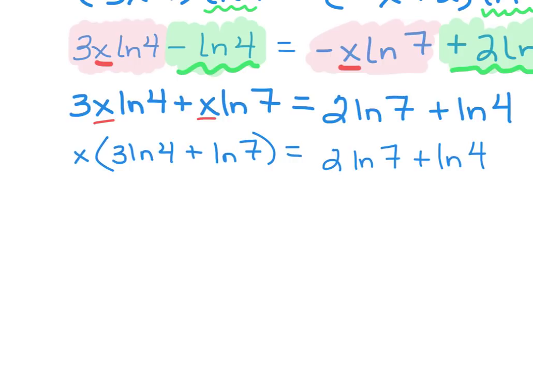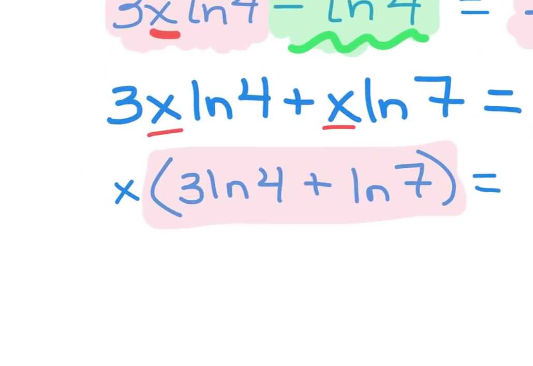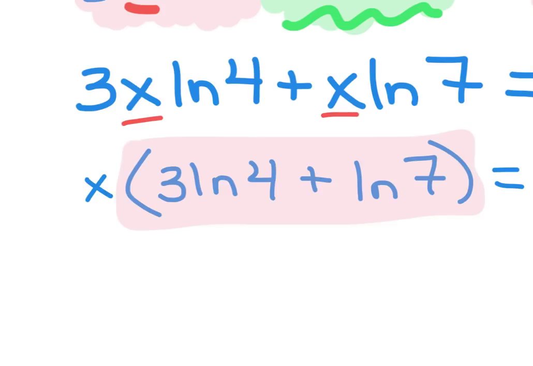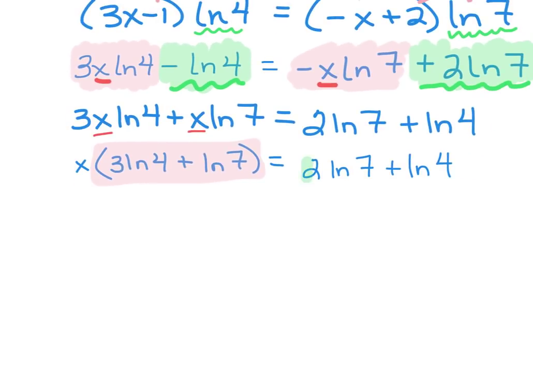Now basically what we have here is on the left x times a number. This whole thing in parentheses, the 3 ln of 4 plus ln of 7, if you type that whole thing into your calculator, you would get a number. It would be an ugly decimal number, but it's just a number. So you've got x times a number is equal to a number. And so in that case, you can just divide by the number that's multiplied by x. You can divide by that on the other side of the equation, and you'll get a numeric answer.